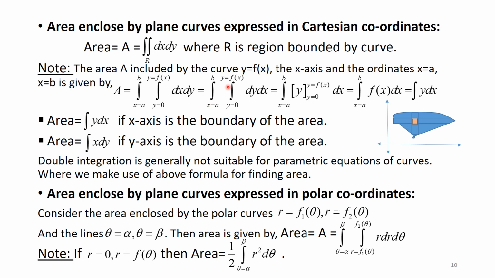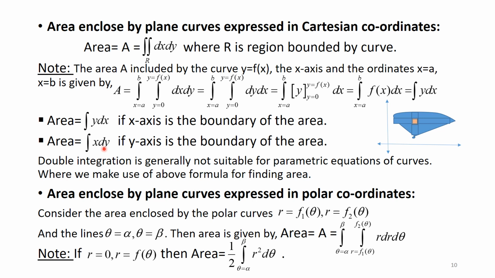So if we are considering y equal to f of x, x-axis, and the ordinates x equal to a, x equal to b, the formula in terms of single integral is y with respect to x, where y is function of x, and here we are noting these 2 points. Area is equal to integral of y dx if x-axis is boundary of the area, and area is equal to integral of x dy if y-axis is boundary of the curve, where x is equal to function of y.